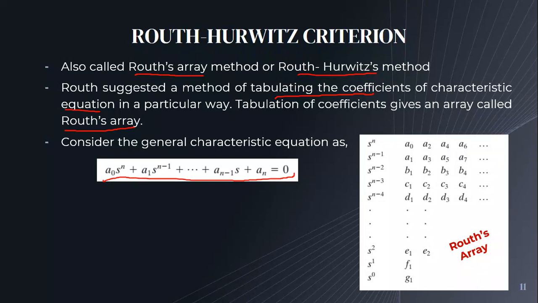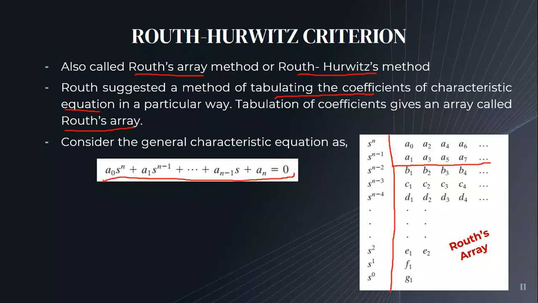Now Routh's array basically consists, in the very first column, of the powers of s. So if I start with the highest power of s, I have s raised to power n, then s raised to power n minus 1, n minus 2, n minus 3, and so on up to s raised to power 0. Now once the first column is done, I'll move on to the next columns of the first and second row. So I'll be filling these up with the given coefficients of the characteristic equation.